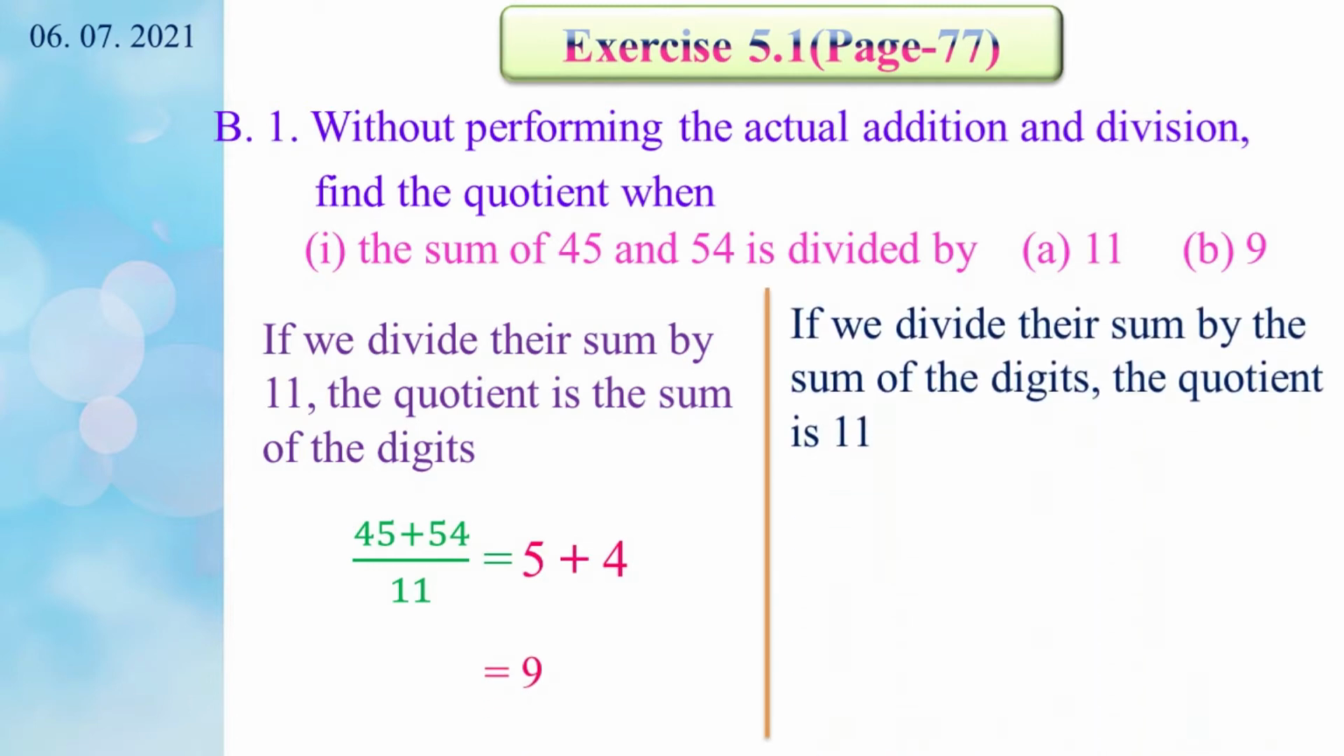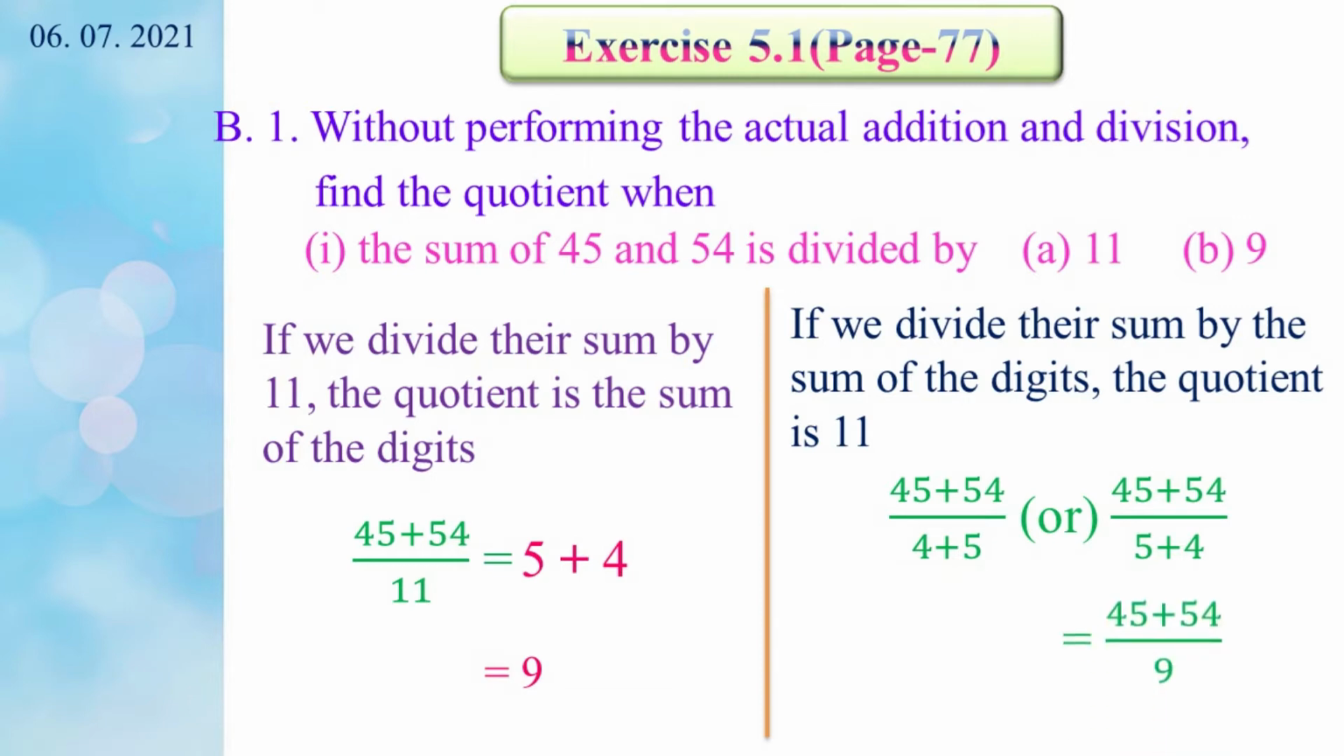Next, if we divide their sum by the sum of the digits, the quotient is 11. 45 plus 54 divided by 4 plus 5, or 45 plus 54 divided by 5 plus 4. Here 45 plus 54 is AB plus BA divided by A plus B, which gives 11. Now we check it. 45 plus 54 divided by 9: 45 plus 54 gives 99. 99 divided by 9 is 11.